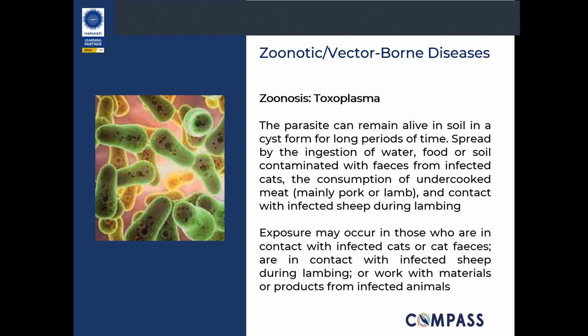The parasite toxoplasma can remain in soil in a cyst form for long periods of time, spread by the ingestion of water, food, or soil contaminated with feces from infected cats, consumption of undercooked meat, pork and lamb typically, and contact with infected sheep during lambing. So toxoplasma is quite a worry for farmers and handlers of animals and stock.